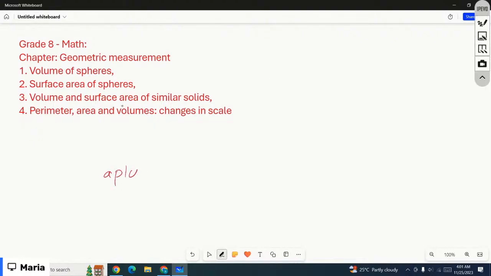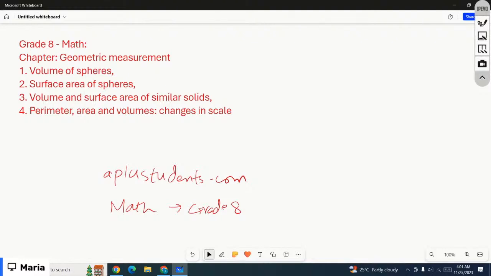So you can find all the lessons on aplusstudents.com. You have to log in there using your email address and password as provided by the administrator. Then you have to select math from the subject tab, scroll down to grade 8, and then click on view all lessons. So there you can find a list of the chapters.